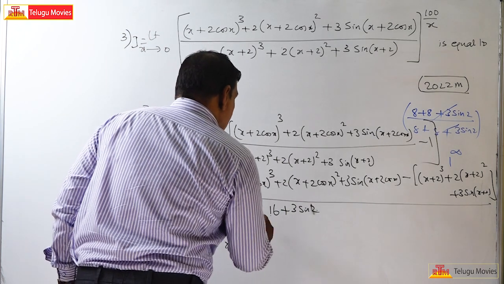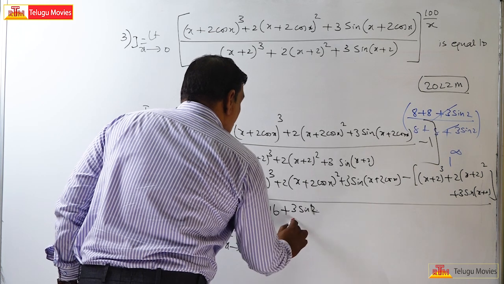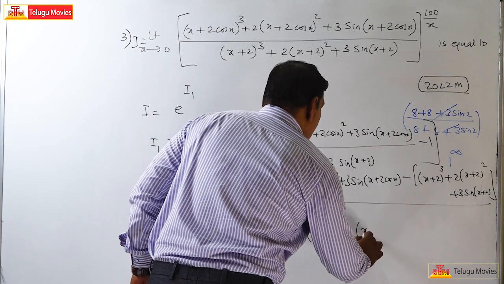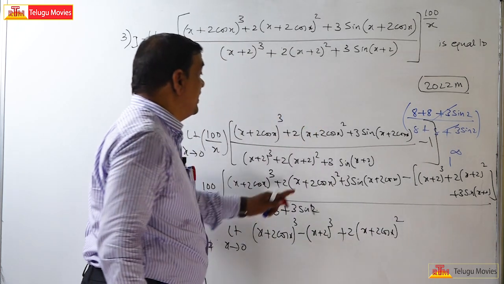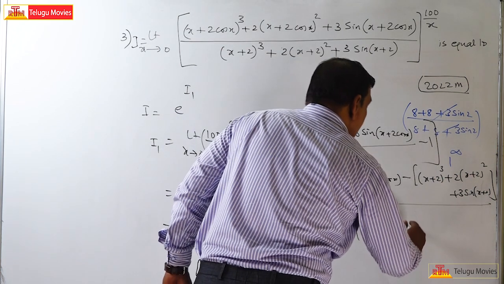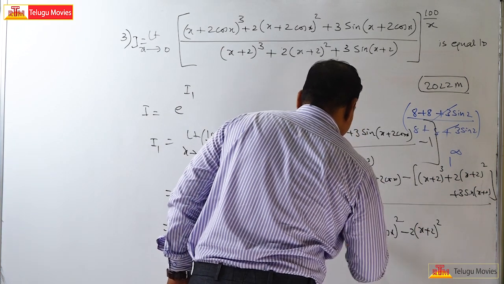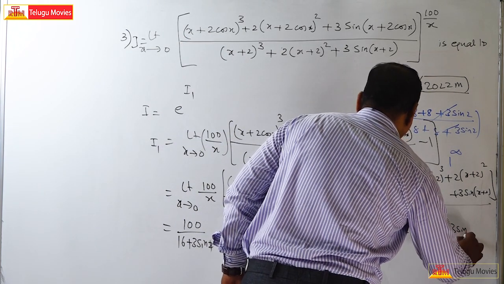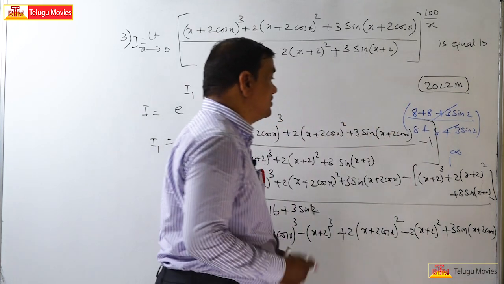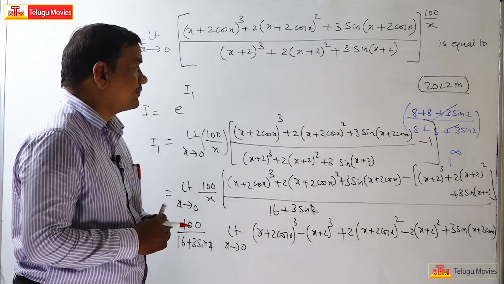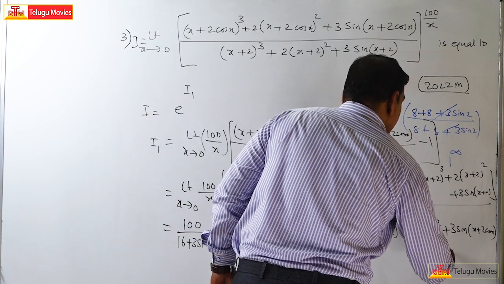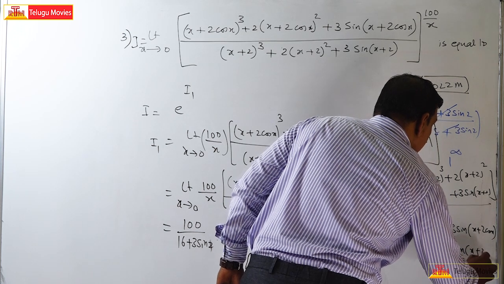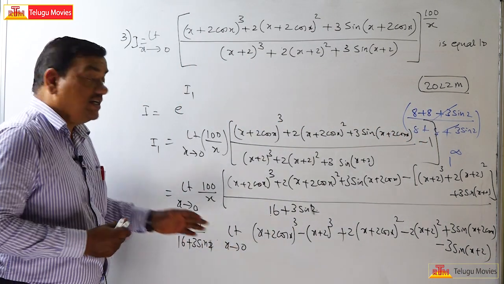Let us write on one side. So this is (x + 2cos x)^3 minus (x + 2)^3, plus 2 times (x + 2cos x)^2 minus 2 times (x + 2)^2, up to here one step, plus 3 times sin(x + 2cos x) minus 3 times sin(x + 2). Understand this? Okay, right. Let us continue the solution.